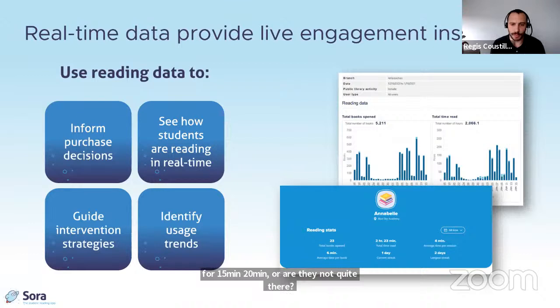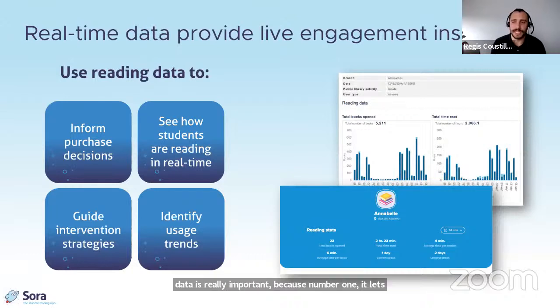All of this data is really important because, number one, it lets you inform your purchase decisions. So it's going to let you know where your students need more modalities, whether they need access to more audiobooks, whether their reading time is more sustained in a certain type of book. It gives you that level of insight.